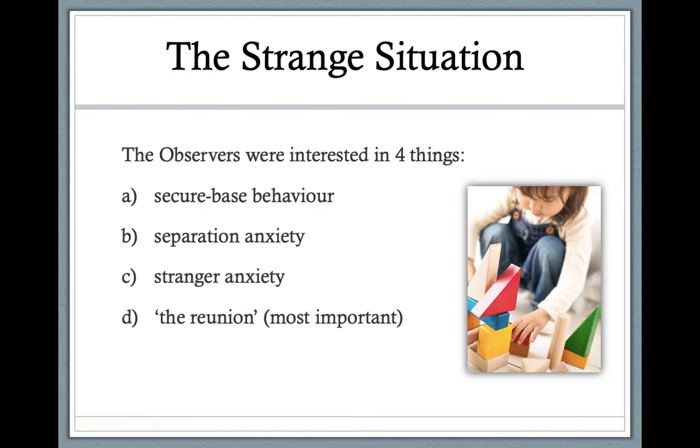Another behaviour that they'll be looking for is separation anxiety. So we already know about that. So when the mother leaves, if they get anxious or upset or distressed. Stranger anxiety as well. So when the stranger enters the room, they'll be looking at how the baby reacts. And then lastly, this is the most important behaviour, and the reason for this is because it's the one behaviour that differs between the three types. It's the one that separates the three types, because the other three behaviours can also be present in all three types. But the reunion is very distinctive. So this is when the mother returns. How does the baby react?